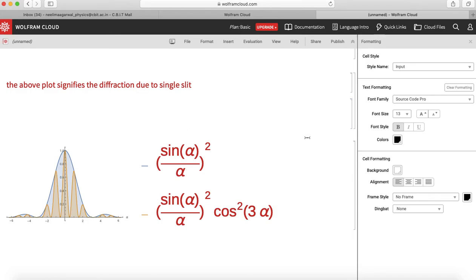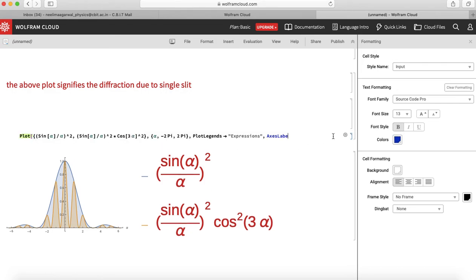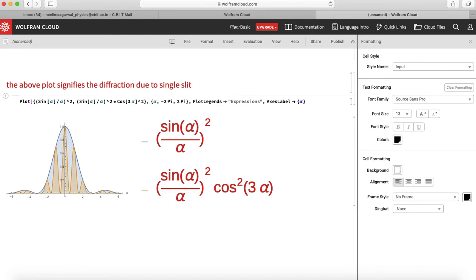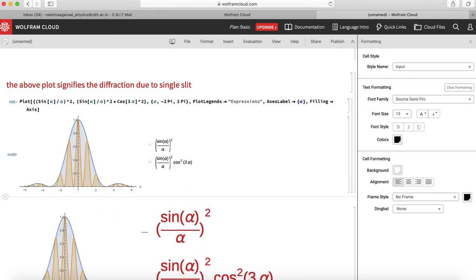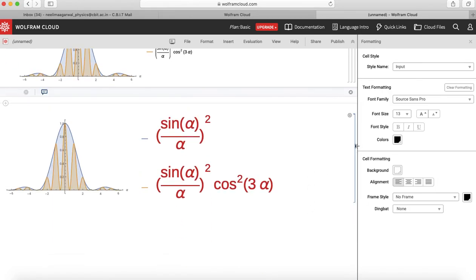By mistake I have clicked the wrong cell. Axis label, so this I can remove, delete. And here I've written one filling, and here axis. Yes, this I can remove.